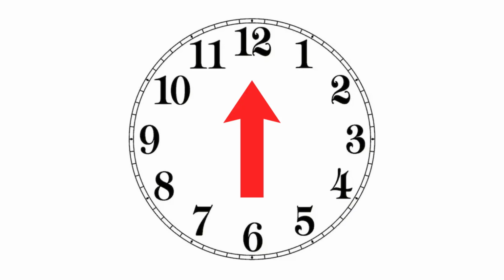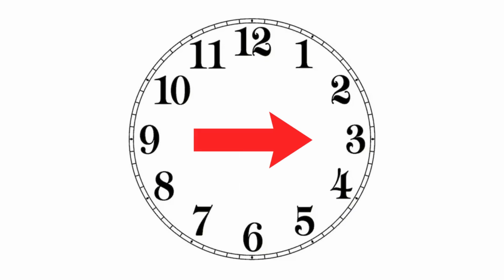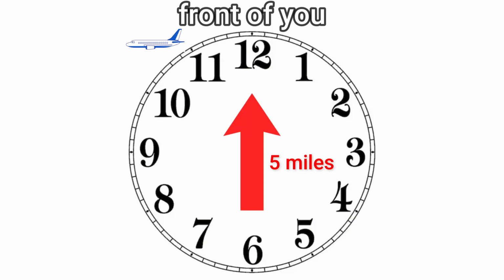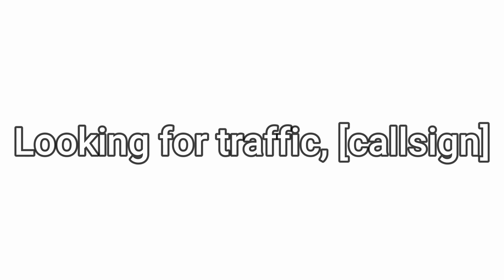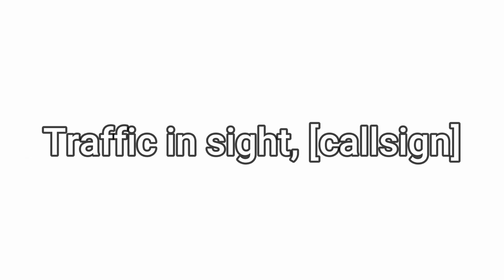If you don't know what that is, basically you can think of a clock, right? 12 is at the top, 6 is at the back, 3 is the right, and 9 is the left. That is what they use to have you find traffic. So what they'll say is call sign, traffic 11 o'clock 5 miles, and that means 5 miles to your 11 o'clock, you will see it. And then you can say traffic not in sight, call sign, you can say looking for traffic, or you can say traffic in sight if you've seen it.